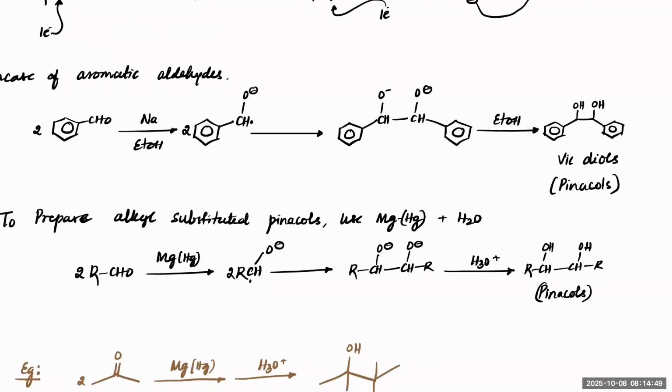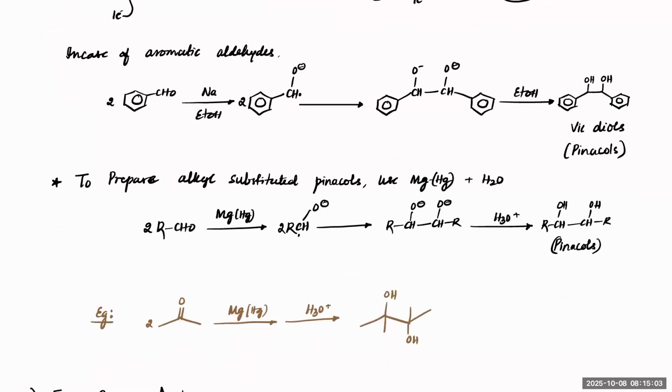But in case of aromatic aldehydes, these dots will terminate with each other like this and end up getting pinacols. The vicinal diols with alkyl groups are called pinacols. Clear?